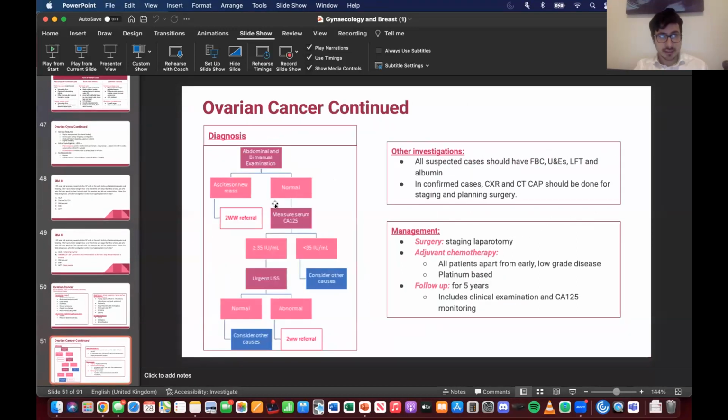Continued. This is the general pathway that you can have a look at in your own time, but it's generally saying ascites or new mass, 2-week wait. Otherwise, suspicions, measure the CA-125, increased, ultrasound, abnormal, 2-week wait. Otherwise, consider other causes. Also do general blood tests. And in confirmed cases, staging CT is needed. How do we manage it? Surgically with staging laparotomy initially. Adjuvant chemo can help, and you follow up for 5 years.